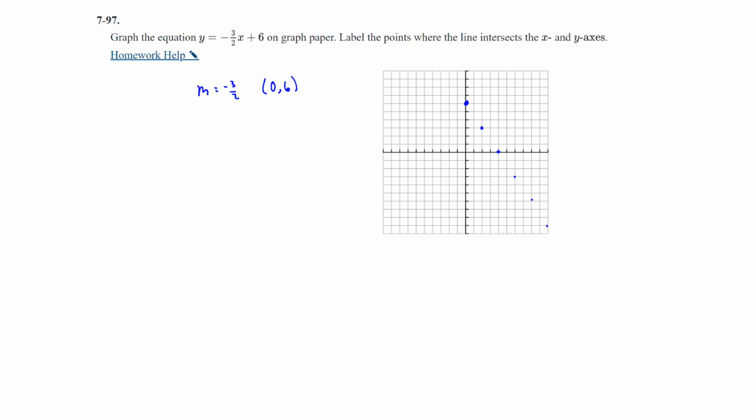Also, you could go up 3 and to the left 2. That means a positive 3 and a negative 2, but still forms the line. It is a negative slope, so you can see it going down. And so we'll just draw on that line the best we can.